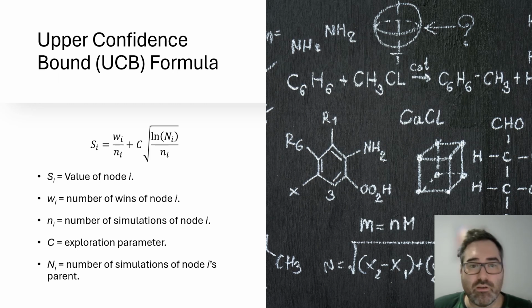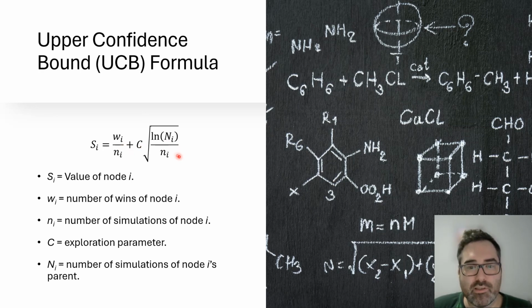There are 2 terms which determine a node's value: the exploitation and exploration. Now, if a node has a high success rate, the exploitation term will increase, and if a node has fewer simulations than its parent, the exploration term will increase. The exploration parameter is a constant which determines the weighting of each term. If set to 0, the exploration term is ignored. If it's set to near infinity, the exploitation term is ignored. A standard value is root 2, which gives a balance between each.